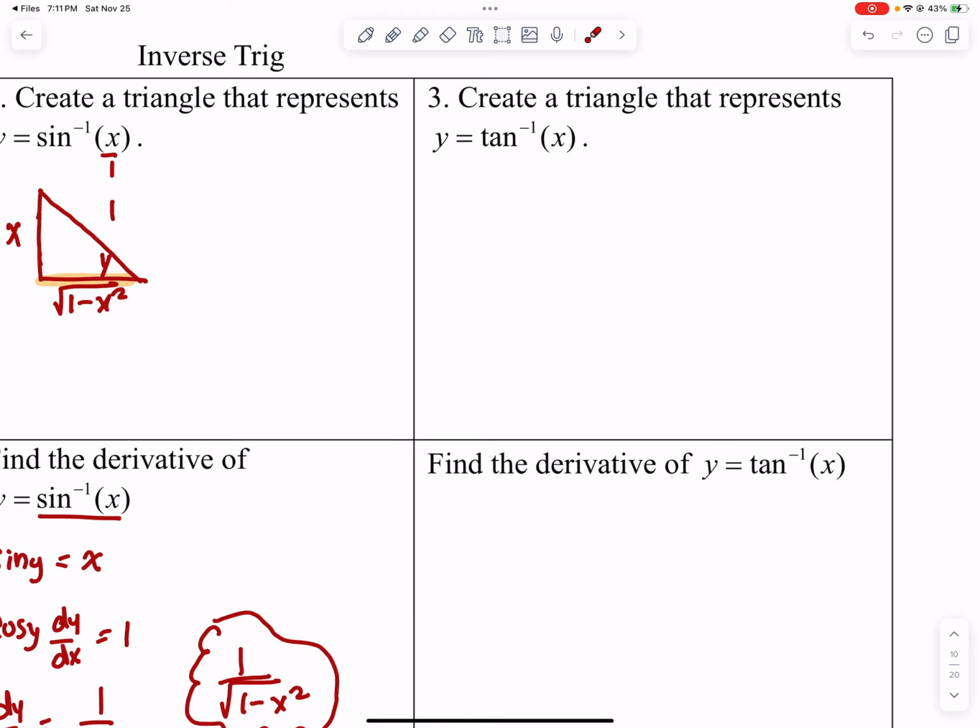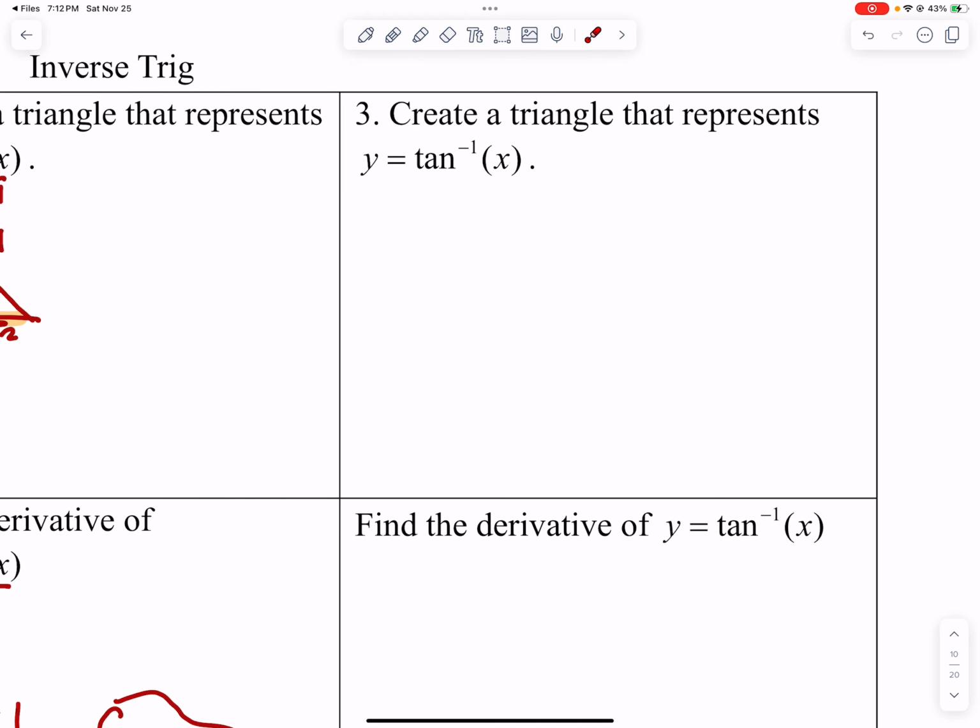All right, now pause the video. What I want you to do is try to figure out and derive the derivative of inverse tangent using triangles, and then come back to the video and see if your work is correct.